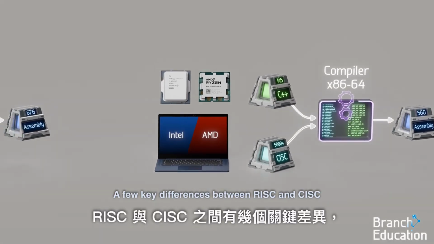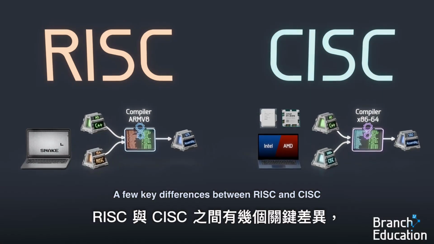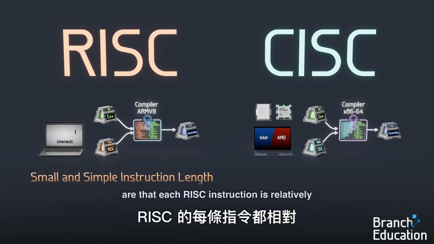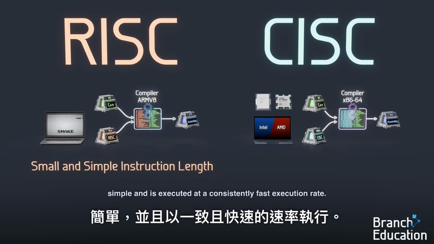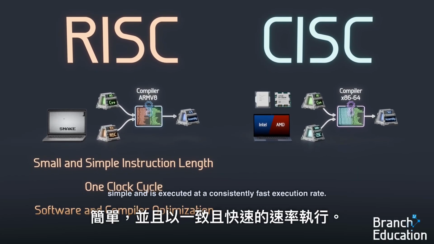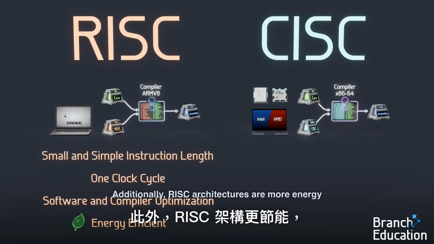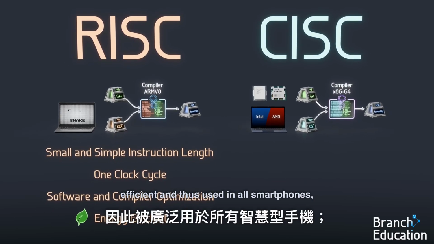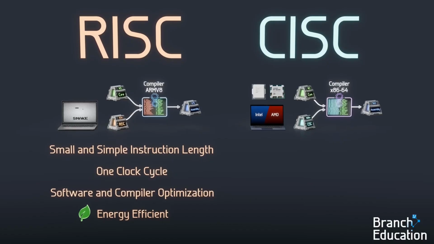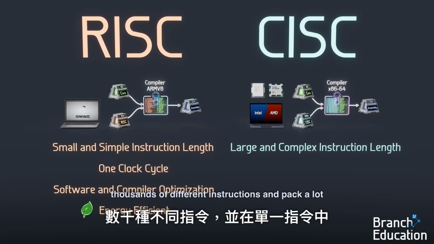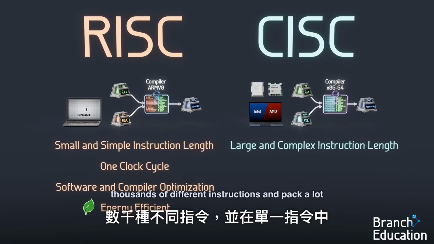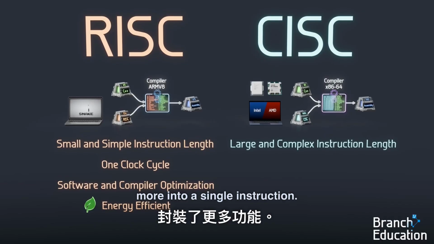A few key differences between RISC and CISC are that each RISC instruction is relatively simple and is executed at a consistently fast execution rate. Additionally, RISC architectures are more energy efficient and thus used in all smartphones, whereas CISC architectures have thousands of different instructions and pack a lot more into a single instruction.